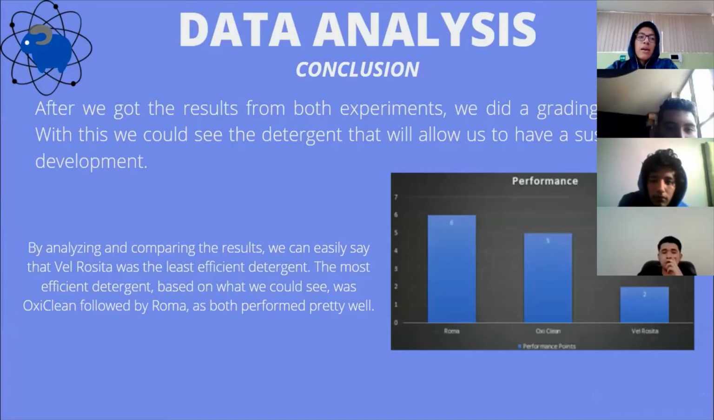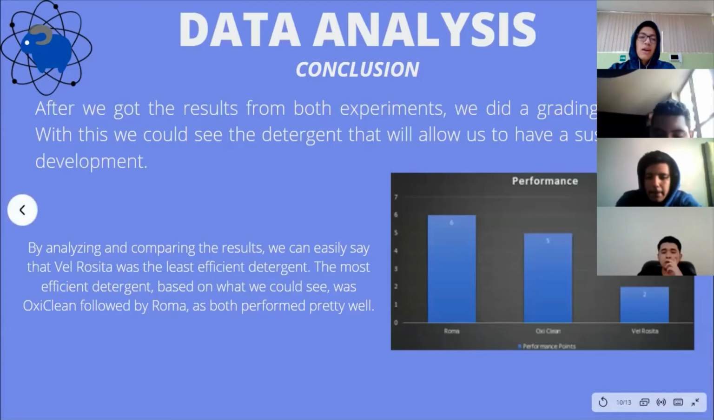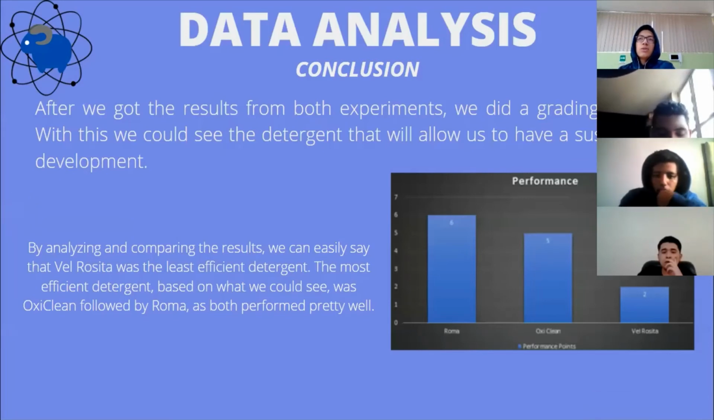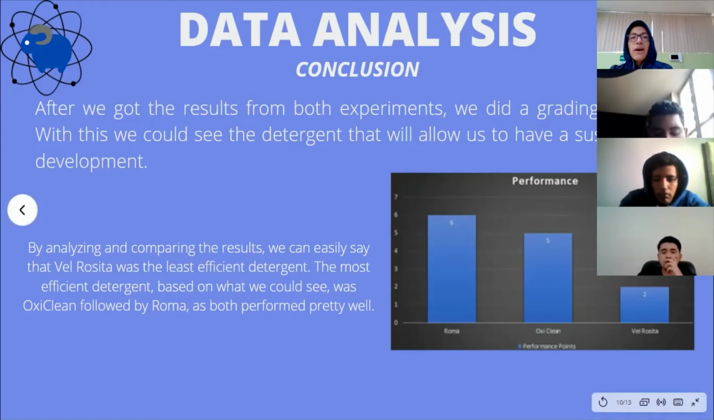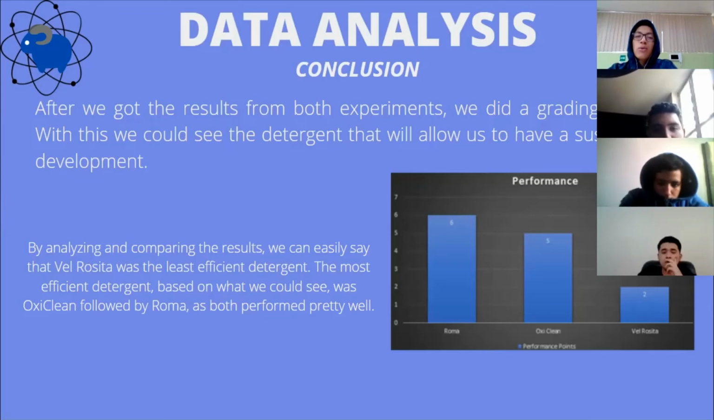After we got the results from both experiments, we made a grading criteria, and with this, we could see which of the three detergents would allow us to have a very sustainable development. Analyzing the results, we can see that Rosita had the worst result, and OxiClean and Roma had pretty similar results. Actually, it was a tie, so we did a last comparison on the economic impact, and due to the economic part, Roma was the detergent that had the best performance in our experiment.